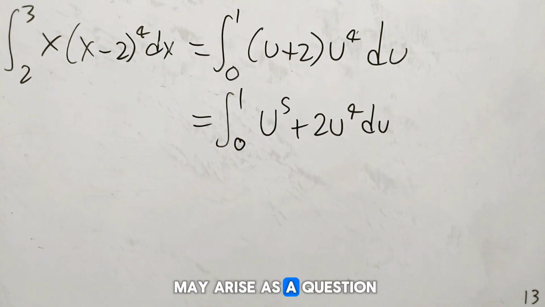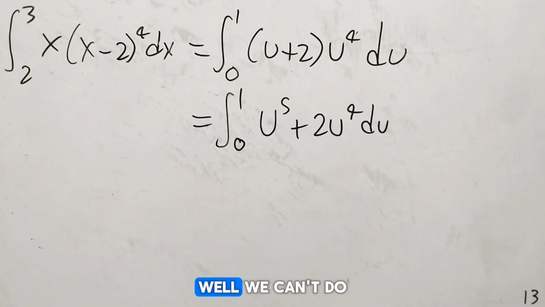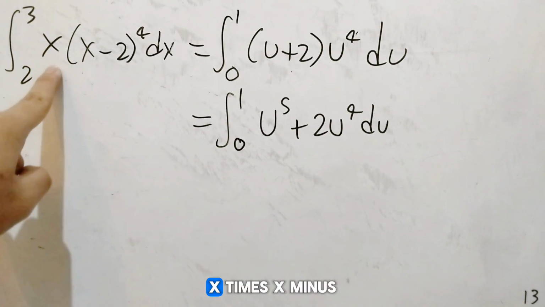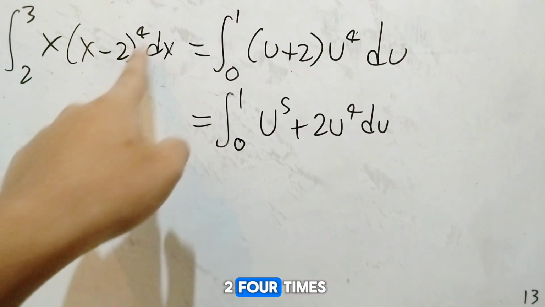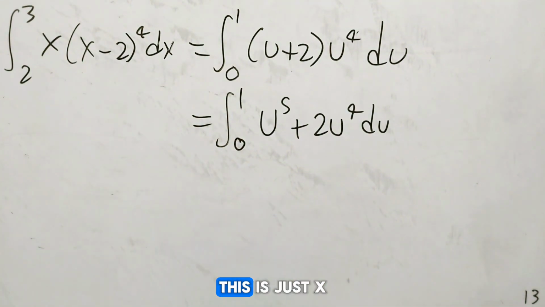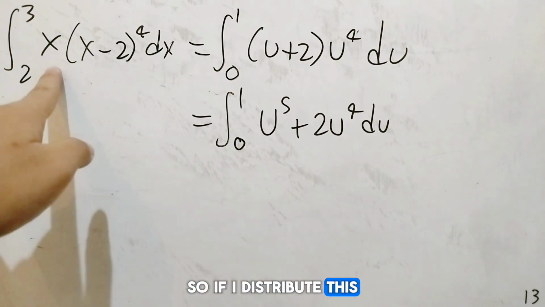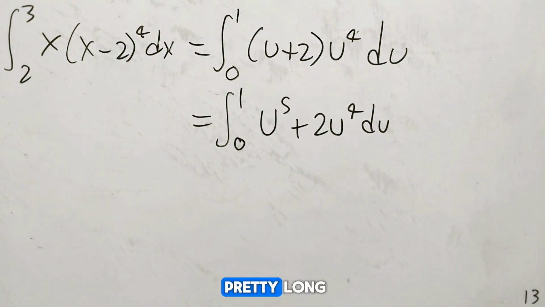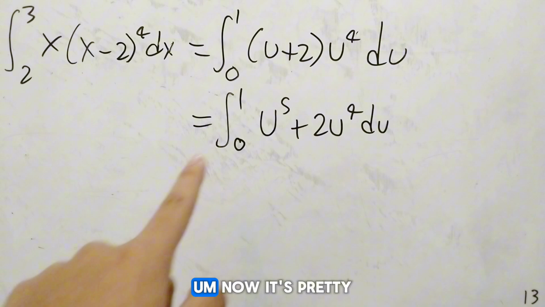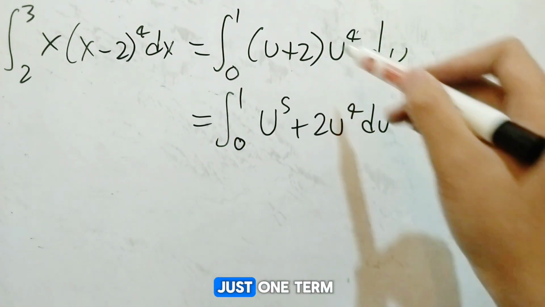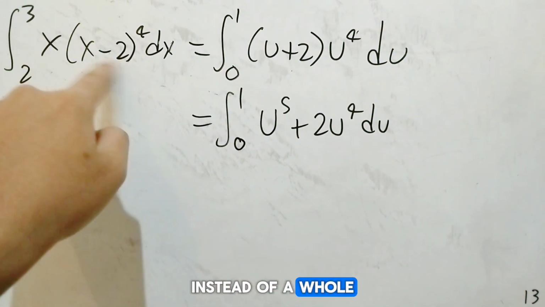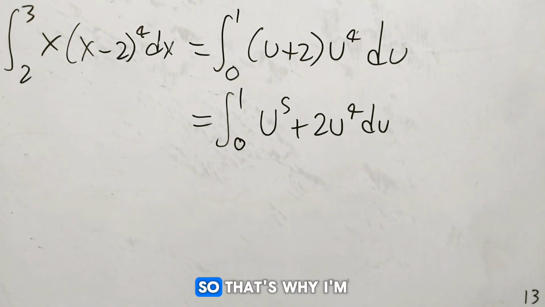It may arise as a question, why can't we just do it with this? Well, we can't, because look at this, x times (x minus 2) four times. This is not just x minus 2, this is x minus 2 times x minus 2 times x minus 2 times x minus 2. It's going to be really long, guys. If I distribute this, I'm going to have to distribute it again, so it's going to be pretty long. Instead, now it's pretty easy, because this is just one term instead of a whole mini function inside. So that's why I'm going to do that.